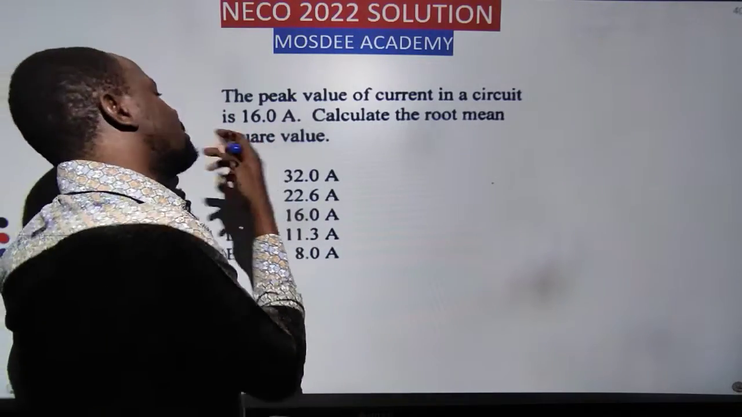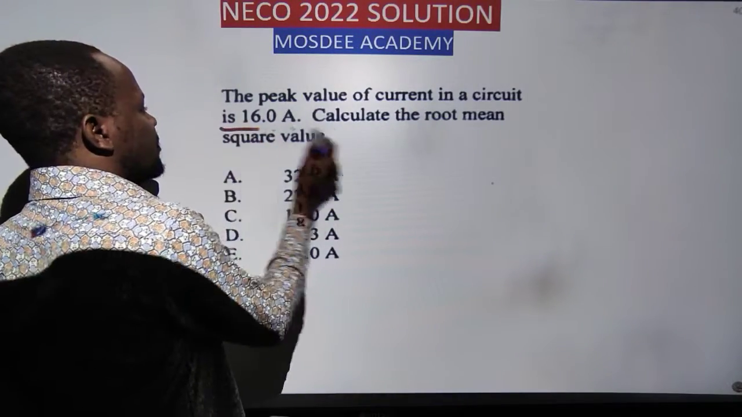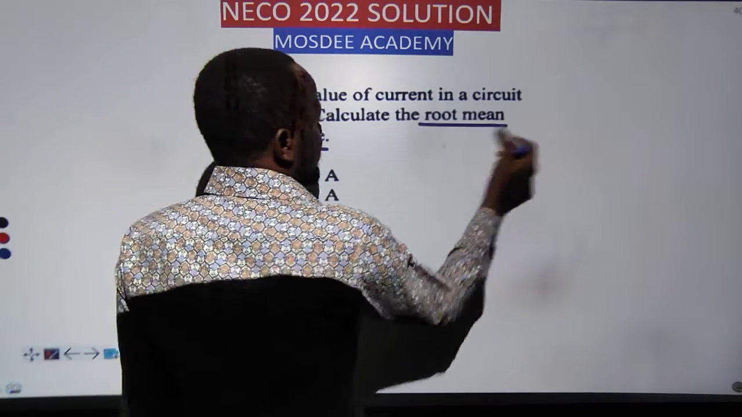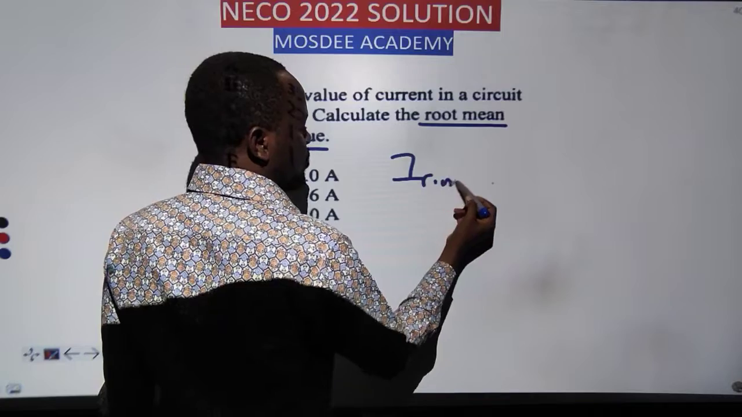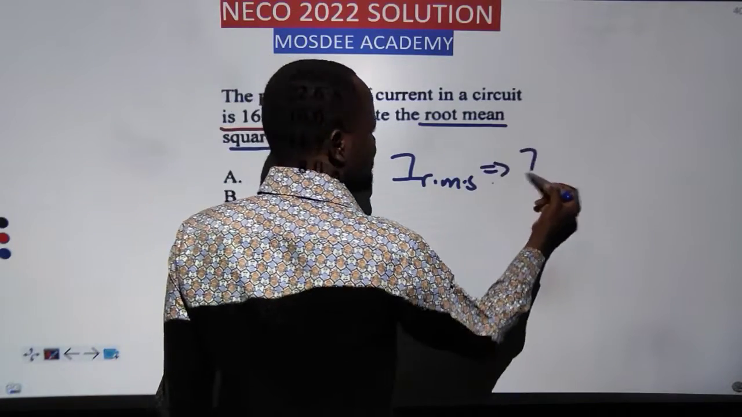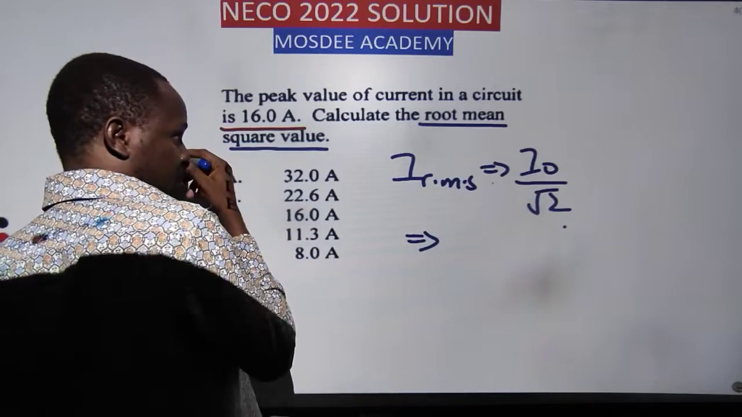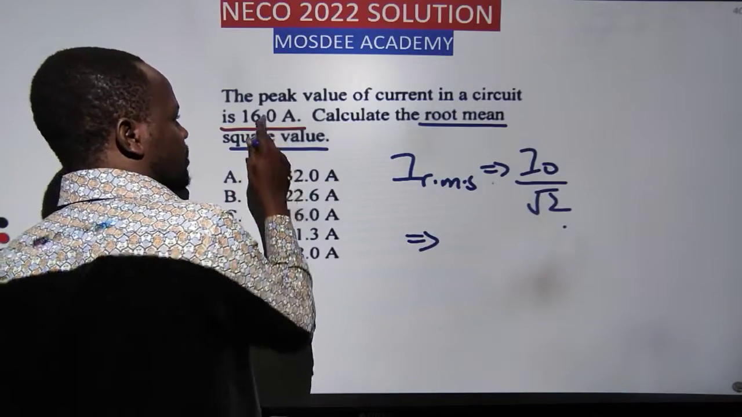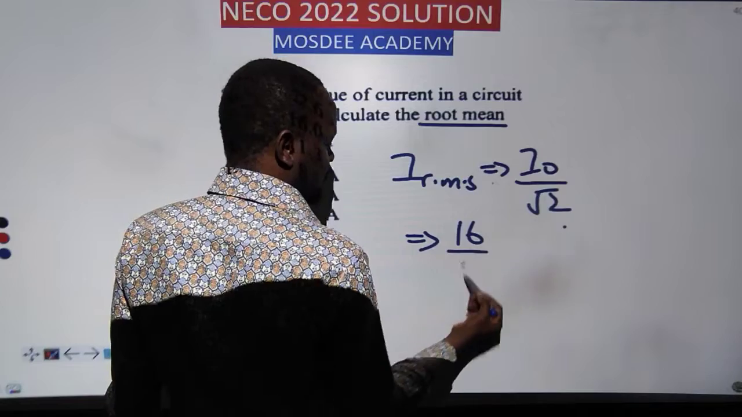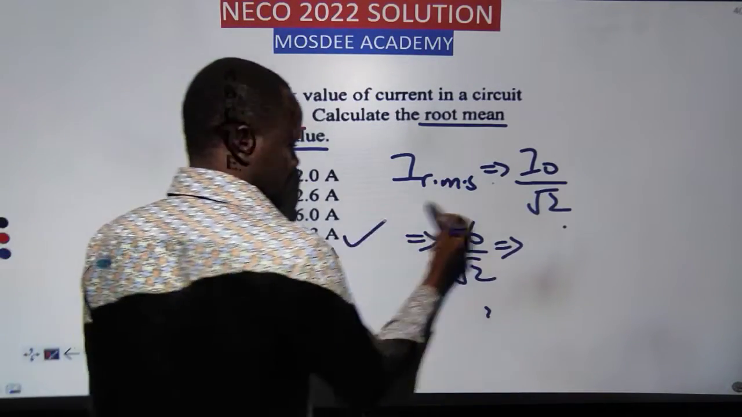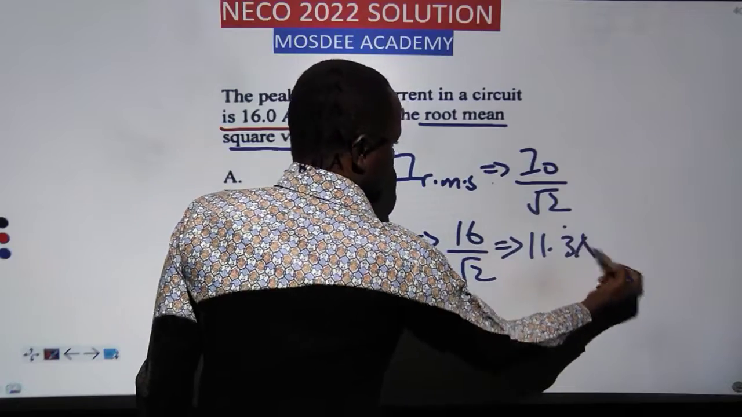The peak value of current in a circuit is 16 amps. Calculate the root mean square. The relationship is root mean square equals peak value over root 2. So that's the logic we use. Then you're looking for the root mean square. Peak is 16 over root 2. So that's 8 root 2, and that's 11.3. That's how we do it.